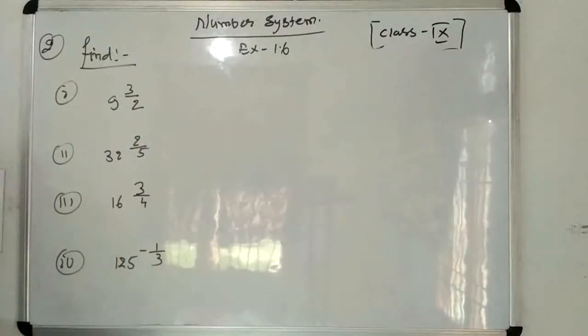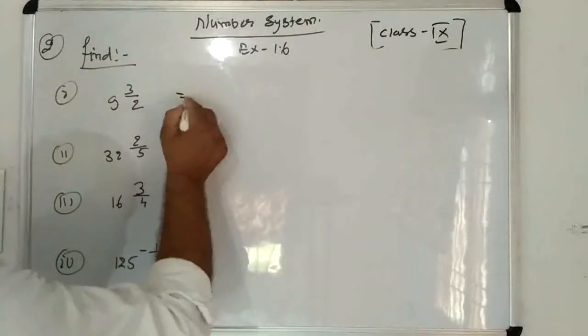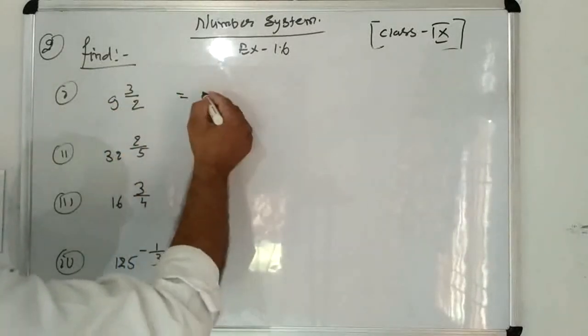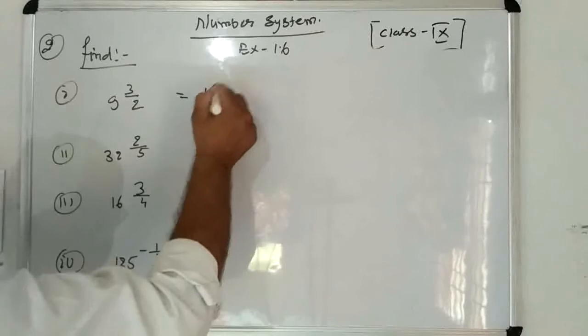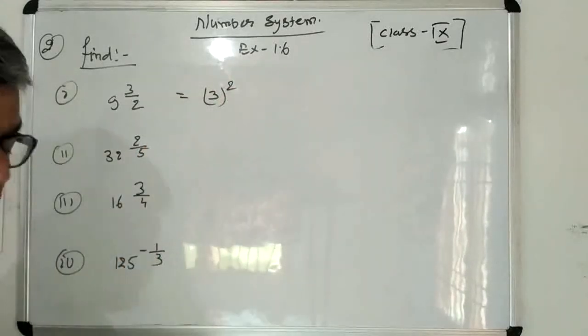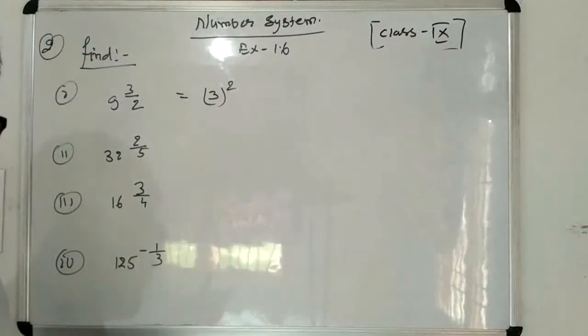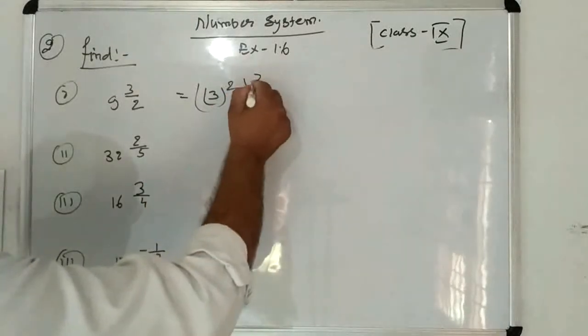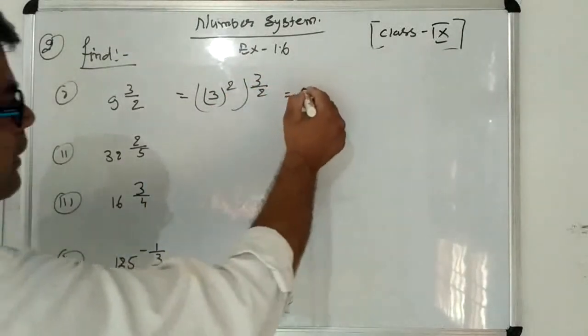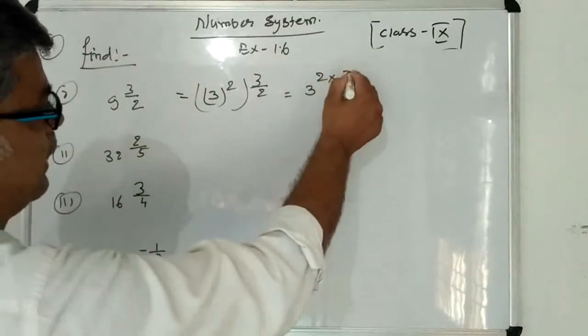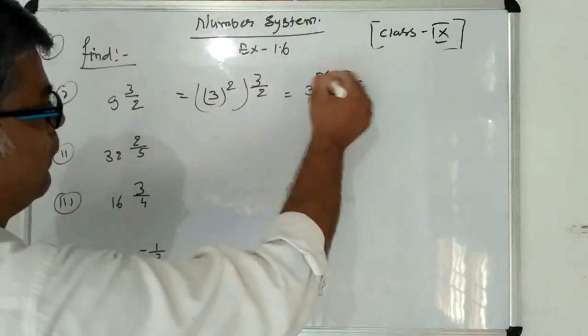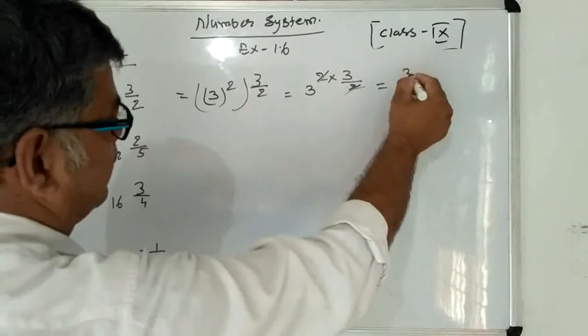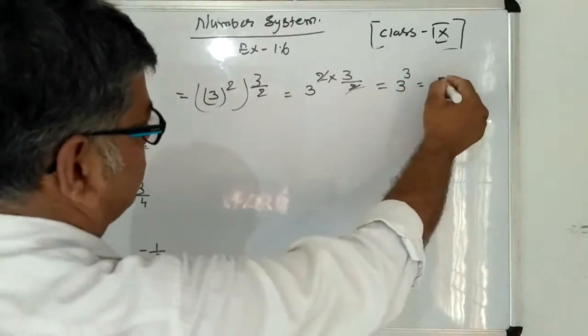So let's see how this can be solved. Again we have a fractional exponent with base 9, so 9 can be written as the square of 3. We write 9 as 3 squared whole power 3 by 2. Here the 2 into 3 by 2, the 2 will get cancelled, so it will be 3 to the power 3, that is 27.